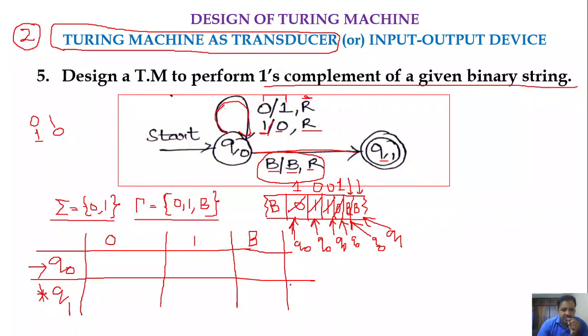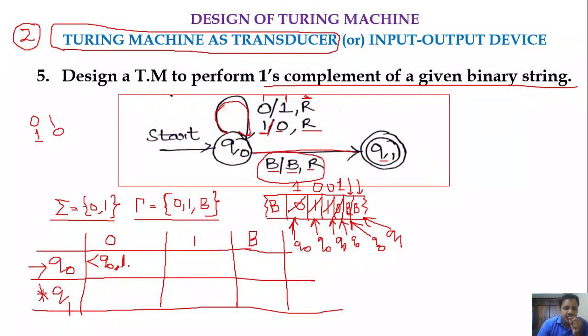Now, in Q naught, if we are getting 0, we are in the same state Q naught. So first we have to write down the resultant state, comma. Next, how we are replacing 0 with 1.